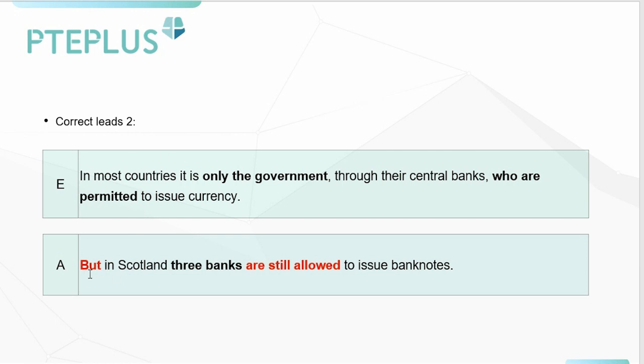You can see here for A, but in Scotland, 3 banks are still allowed to issue banknotes. So you can see here, first of all, but tells us that there's contrasting information. And is there contrasting information? Yes, because here in E, it tells us that only the government is allowed to, but Scotland has banks that are allowed to. So first of all, yes, the but indicates contrasting information, so we know about the relationship between the two. And also at the back, are still allowed, who are permitted. So are still allowed, is that in line with this? Yes. Are still implies it's still allowed, means that it's a positive continuation of what happened before.